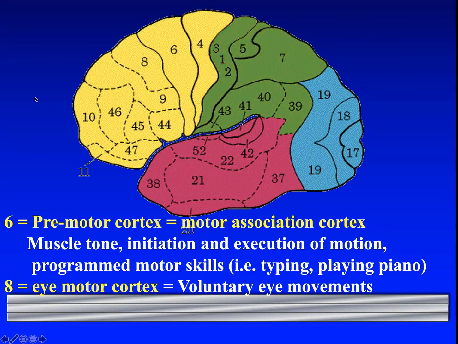So playing the piano or driving a car, it becomes kind of a motor habit. So planning, initiating, and executing these overlearned motor pathways, that's going to be the pre-motor cortex or the motor association cortex. And area 8, that's for voluntary eye movements. We have more eye muscles than other animals. I mean, cows don't roll their eyes at you, but we can do that to show how we're feeling about different things.